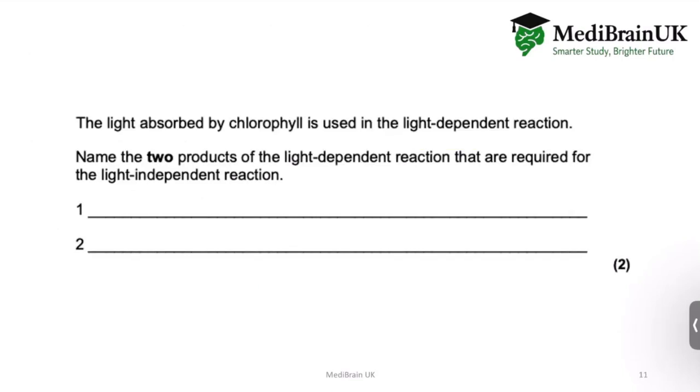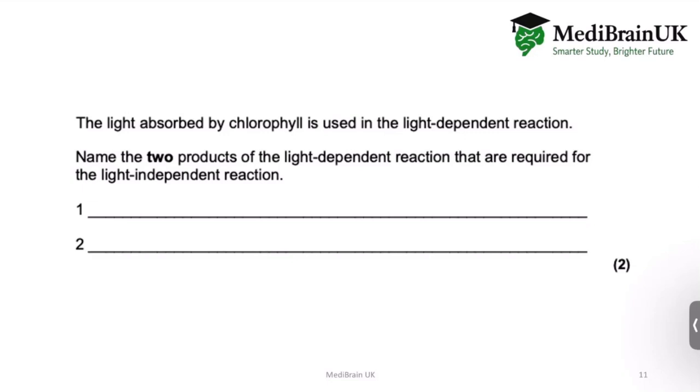Okay, this question says the light absorbed by chlorophyll is used in the light-dependent reaction. Name the 2 products of the light-dependent reaction that are required for the light-independent reaction. So what's being produced in this reaction that is also going to be needed in the light-independent reaction? And the 2 key aspects which are being produced is your reduced NADP.